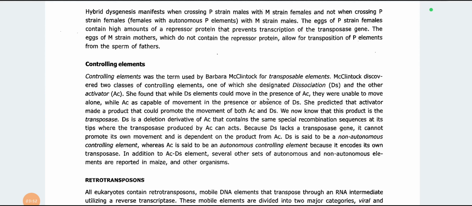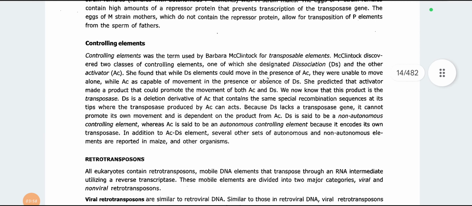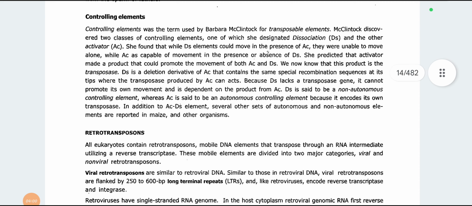So the eggs of M strain mothers, which do not contain the repressor protein, allow for transposition of P elements from the sperm of the father. So if the father has the P elements, the M strain does not have the repressor. The M strain are the ones which do not have the repressor. So if the repressor is not there in the female and the father's P element is released, it will be mobilized into the embryo, as a result of which the progeny will be sterile.